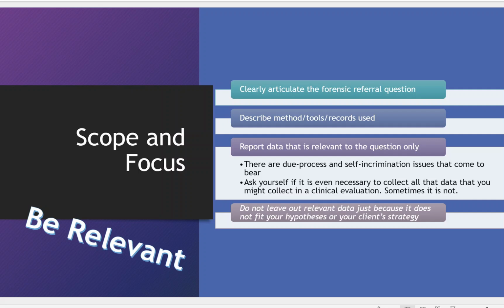We don't want to leave out any relevant data just because it doesn't fit our hypotheses or your client's strategy. If the data doesn't fit, that is okay. We're still going to include it in the report. We don't leave it out because it doesn't fit. This does happen sometimes, and it's going to be okay. It's very important here that sometimes pieces of information that you get don't fit or don't make sense. But again, that doesn't mean that we exclude it. That would be unethical. We include it and we figure out how to explain it or talk about it with research or data, or just state that we can't make sense of this.